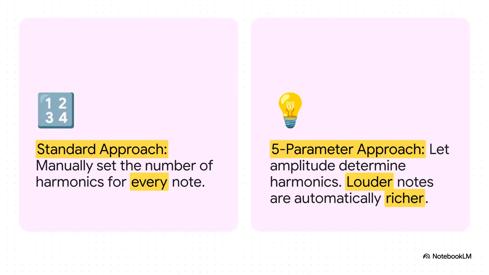Let's take a real-world example, like the buzz opcode, which is great for creating sounds with lots of harmonics. Now, the old way would be to manually add another P field to your score just for the number of harmonics for every note. The smarter way, we just tell the instrument, hey, the louder this note is, the more harmonics I want you to generate. The complexity just happens on its own.